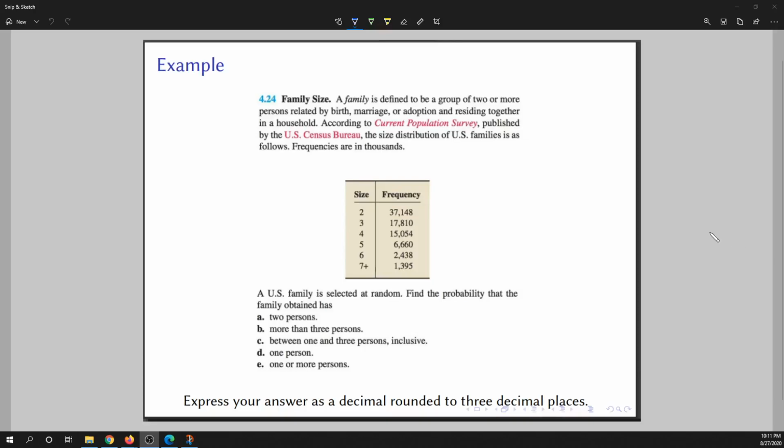All right, in this video, we are going to work the following problem from our book, and it's problem number 4.24. It says a family is defined to be a group of two or more persons related by birth, marriage, or adoption and residing together in a household. According to the current population survey published by the U.S. Census Bureau, the size distribution of U.S. families is as follows. Frequencies are in thousands.